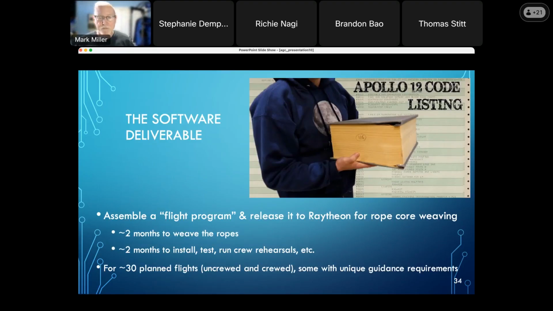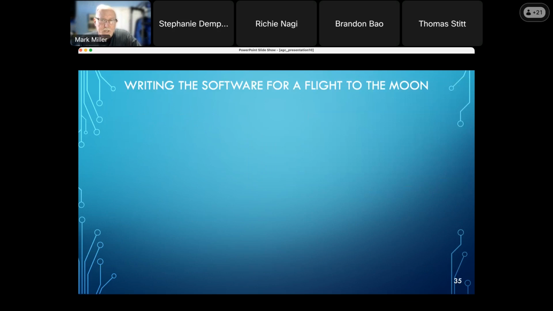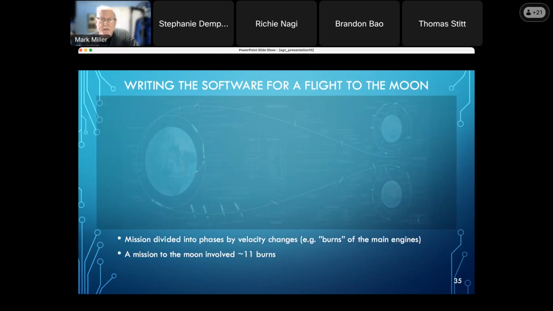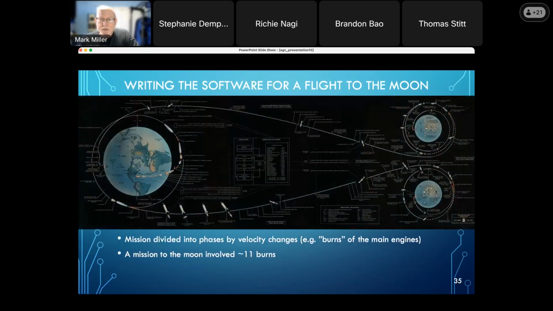And they needed to do this for, at the time, what they believed to be 30 planned flights, some with very unique guidance requirements. So how do you write the software for flying to the moon? The really big question is delta V. In space flight, it's changing the velocity. So they divided the mission into phases by velocity changes. A lunar mission to the moon is divided into about 11 major burns of the main engines to change velocity. This was a super diagram developed by NASA in the 1960s about what a lunar mission looked like.